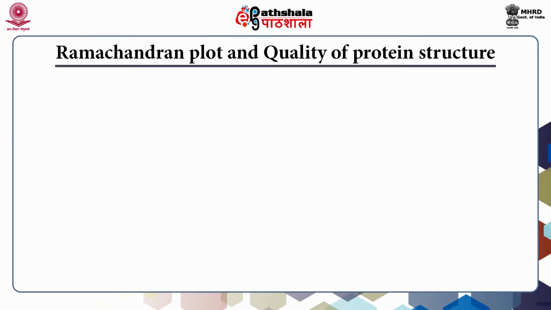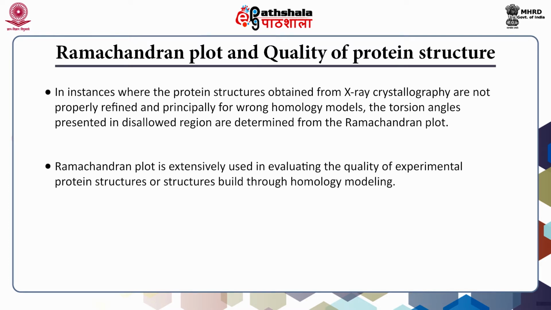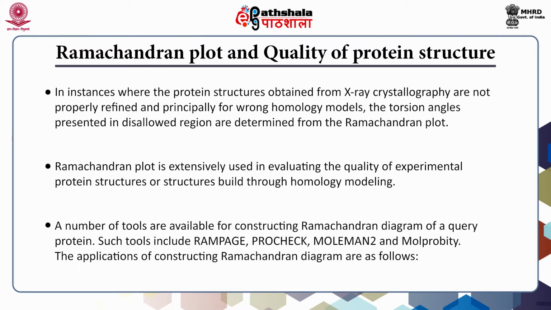Ramachandran plot and quality of protein structure. In instances where protein structures obtained from X-ray crystallography are not properly refined, and principally for wrong homology models, the torsion angles presented in the disallowed region are determined from the Ramachandran plot. It is extensively used in evaluating the quality of experimental protein structures or structures built through homology modeling. A number of tools are available for constructing a Ramachandran diagram of a query protein. Such tools include Rampage, ProCheck, Moleman2 and MolProbity.